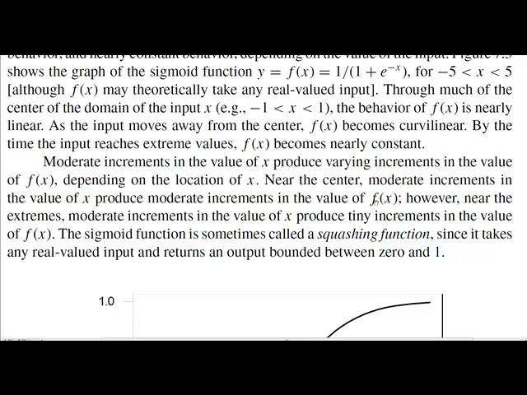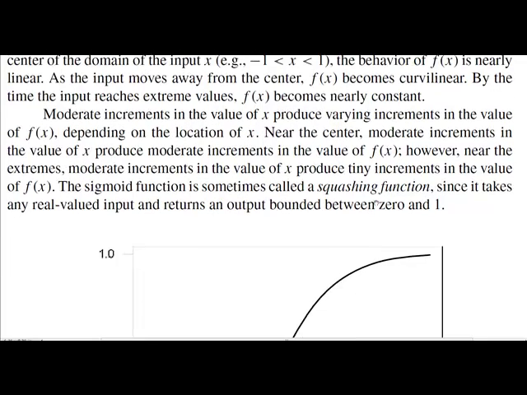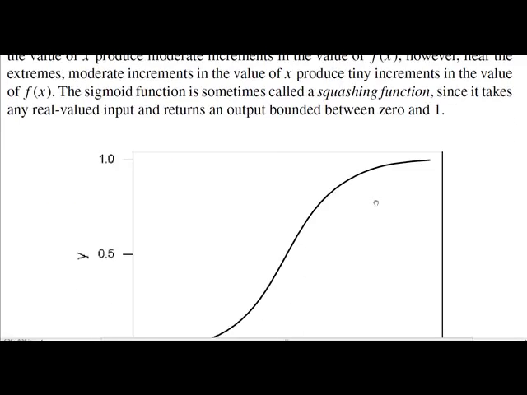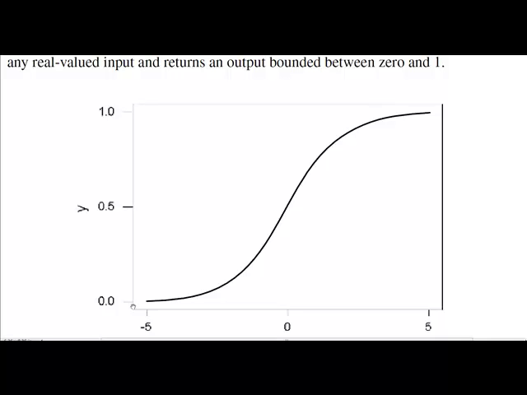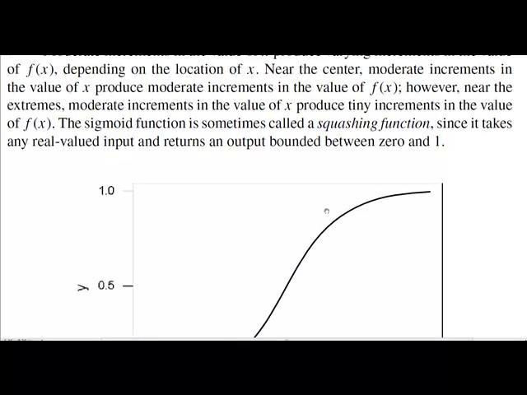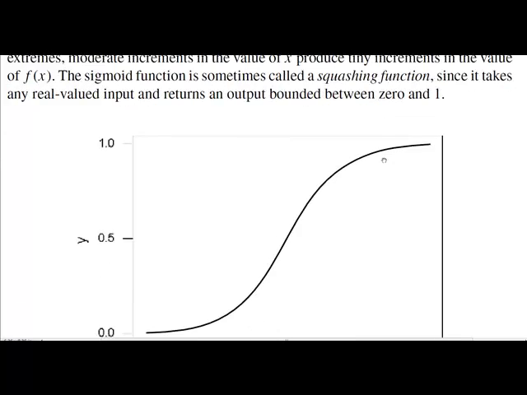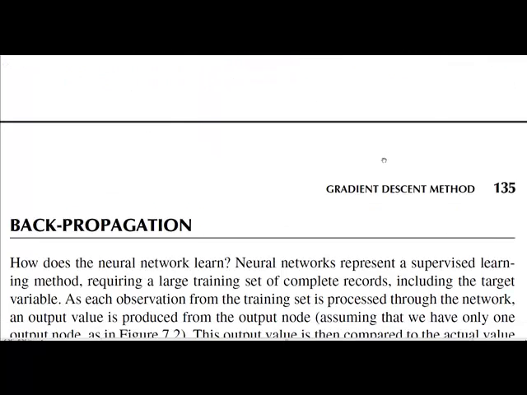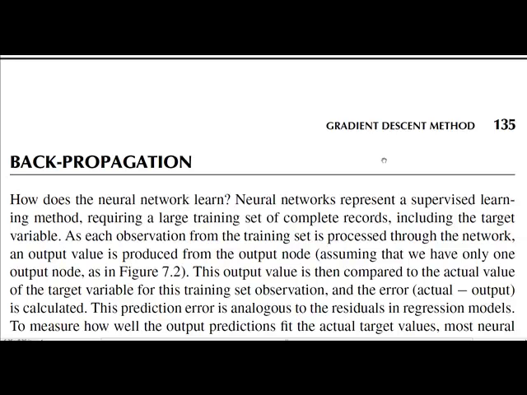The sigmoid function is sometimes called a squashing function, since it takes any real valued input and returns an output bounded between 0 and 1. This line never goes below 0, and it never goes above 1. So there's plenty of research to be done in terms of using other functions and seeing how well they work, but this is what's being used a lot.